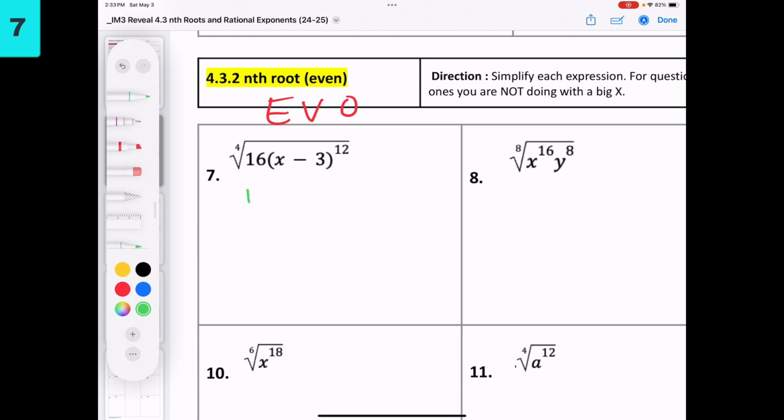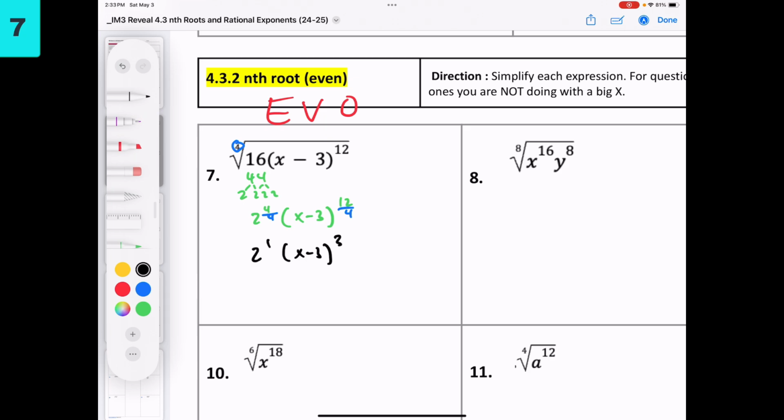the first thing I'm going to do is you can write it out, 16. And that 16, I'm thinking to myself, should be like 4 and 4. And then really, in your factoring tree, 2 times 2 times 2. So it's really 2 to the 4th power. X minus 3 to the 12th power. And remember, our index goes in the bottom of the fraction. So that becomes 2 to the 1st. And that becomes x minus 3 to the 3rd power.